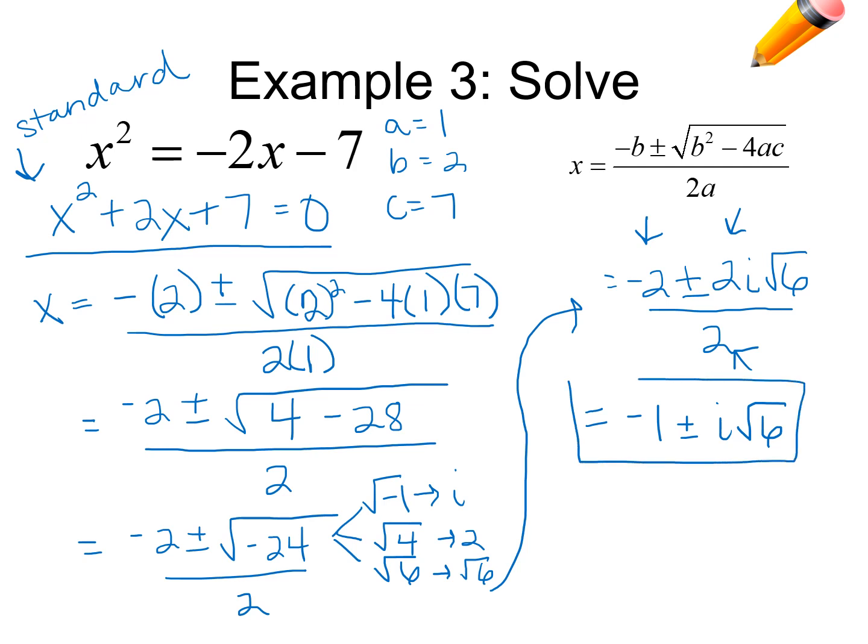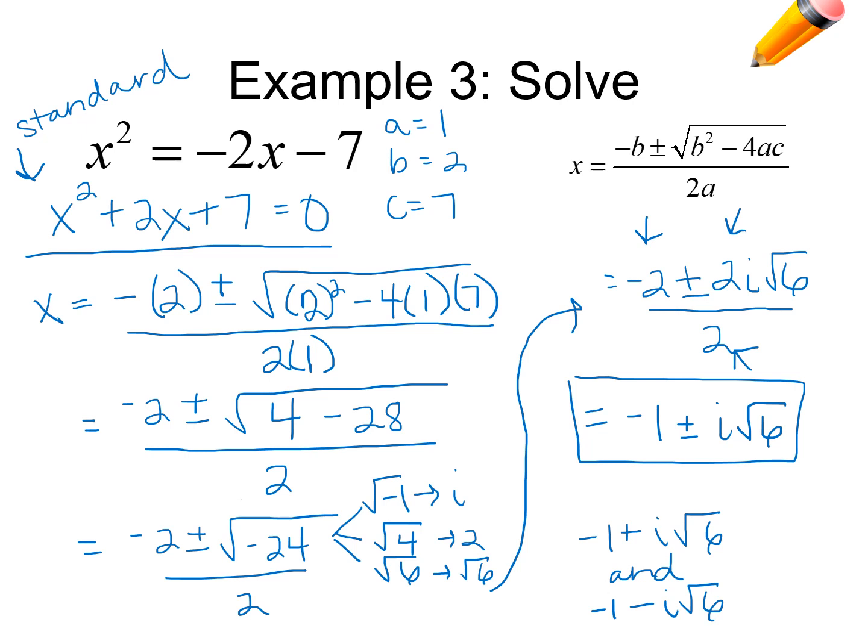Again, you could separate it. You could do -1 plus I square root of 6 and -1 minus I square root of 6. So you could do either or. It just saves you a little time to leave it as plus or minus.